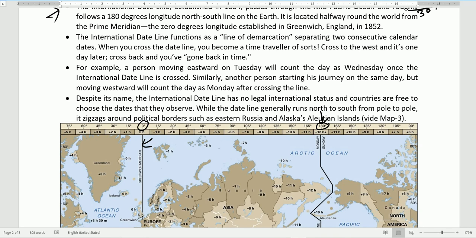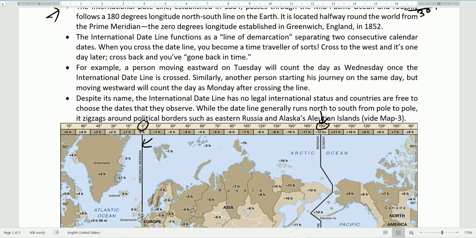The international dateline functions as a line of demarcation separating two consecutive calendar dates. So this is the point of reference, the line of reference for determining calendar dates. That one, that two, that three, like that. And when you cross the dateline, you become a time traveler of sorts. Cross to the west, it's 1 day later. Cross back, you have gone back in time.